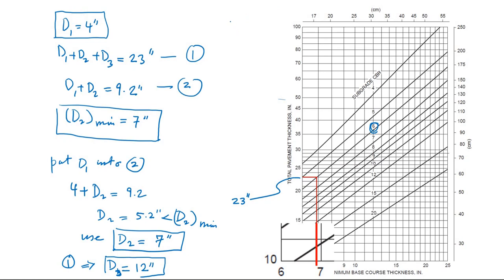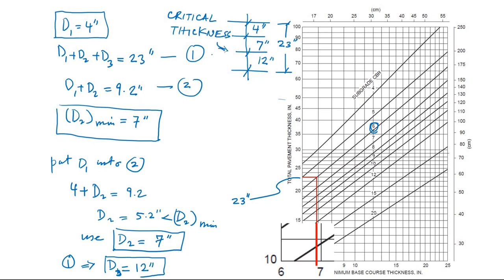Let me summarize here. This is 4 inches, 7 inches and 12 inches. So the total thickness is 23 inches. Remember, these are critical thicknesses. All of these are critical thickness values. From here we can sketch the cross section, and then we can find out the non-critical thickness value. So this is the procedure for getting the thickness of pavement structure for any flexible pavement.